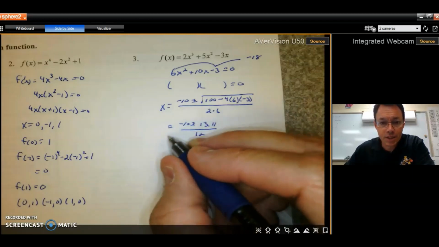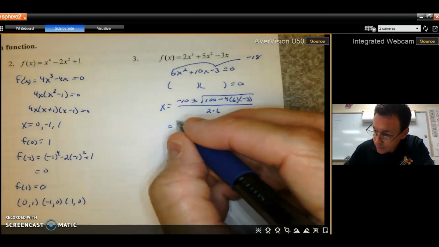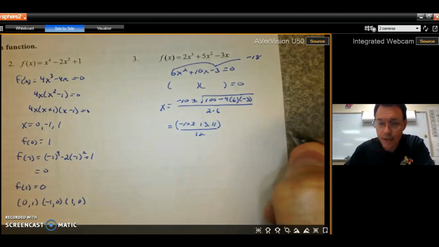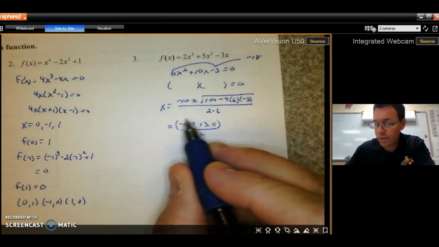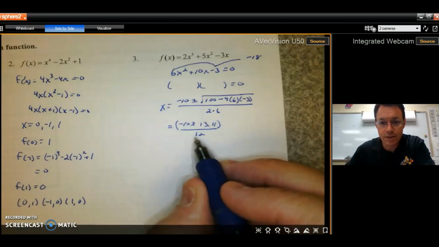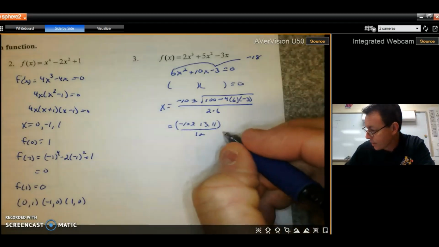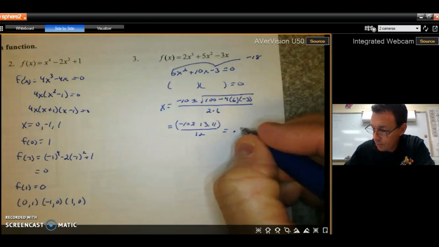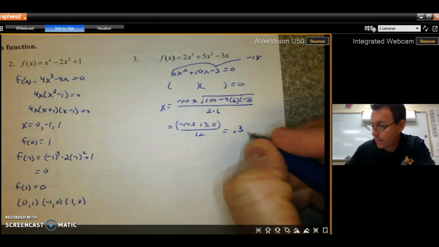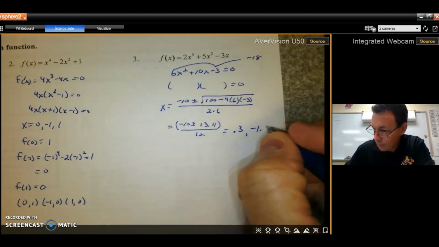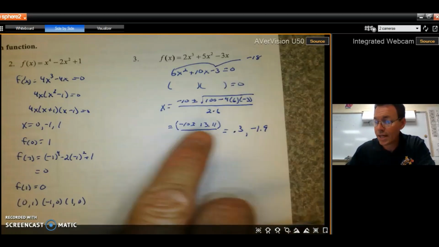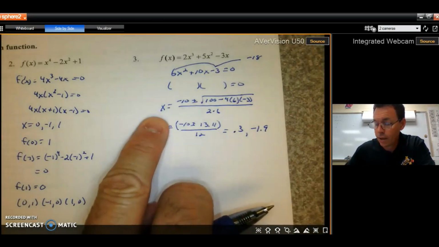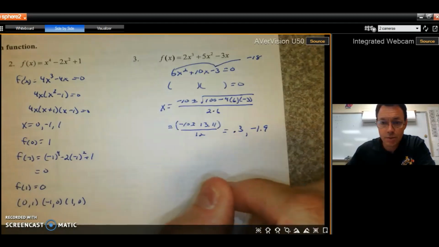If you're going to plug this into your calculator all in one step, put parentheses around the numerator, and then your calculator will know to do the addition or subtraction first, and save the dividing by 12 for last. When you do it, you'll get two answers: 0.3-ish, and about negative 1.9. Those are the two x values where our slope is equal to 0.